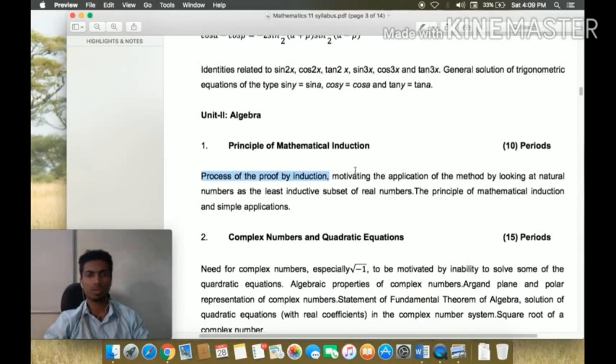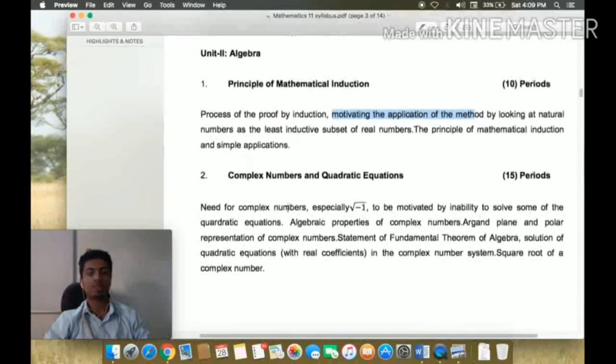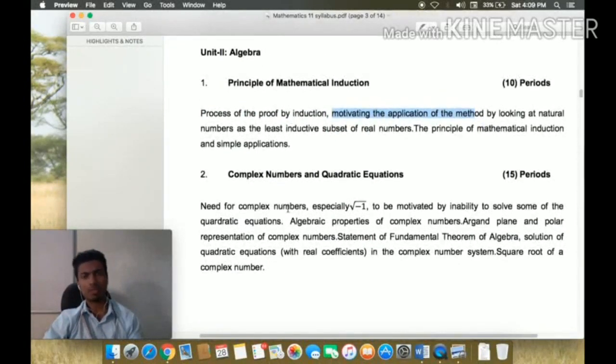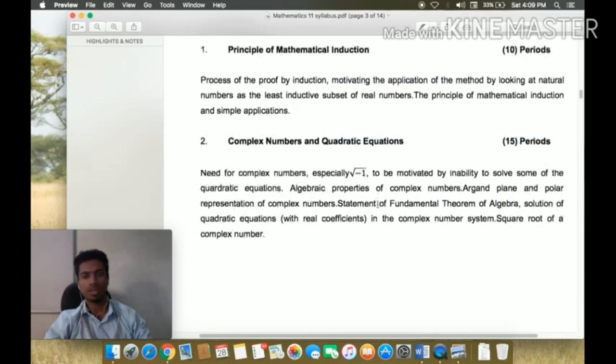The second one is your complex numbers and quadratic equations. Different types of numbers you have done in class 10, like real numbers, integers and all. The last number type left is complex numbers, which we deal with in class 11. Quadratic equations are the same as in class 10, but now we have them in the complex number system, and we have the square root of complex numbers as well.